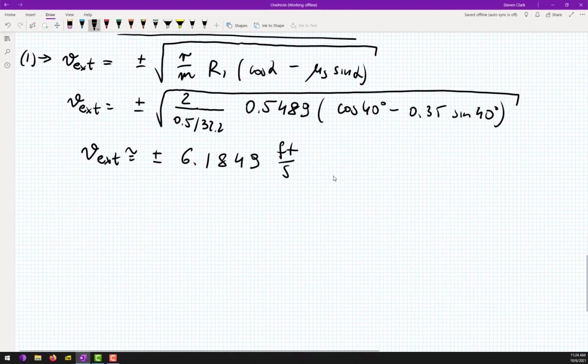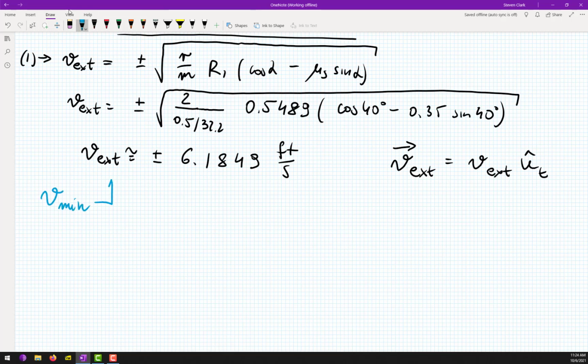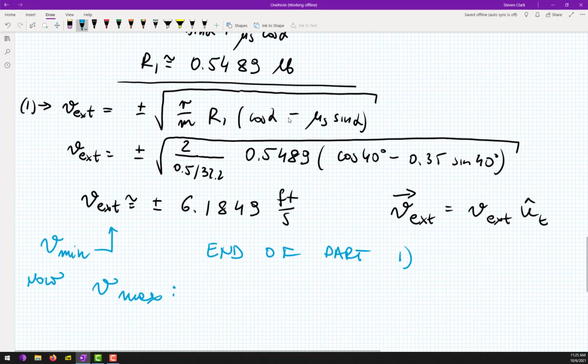And our velocity vector has no other choice, but it has to look like that. UT is always aligned with it. Okay, this is V minimum, by the way. V min. End of part 1. Now, V max. But it's a good time for questions. Any questions to what happened on the board?